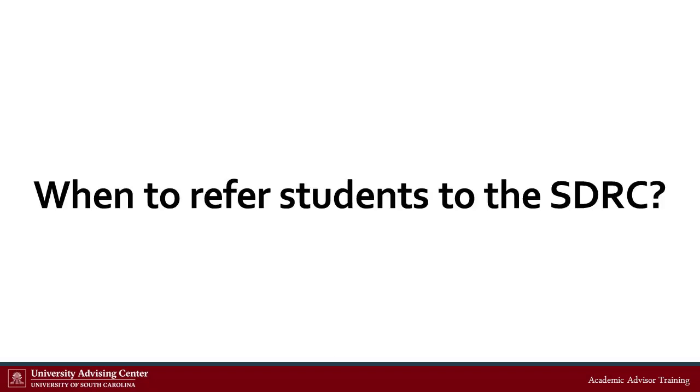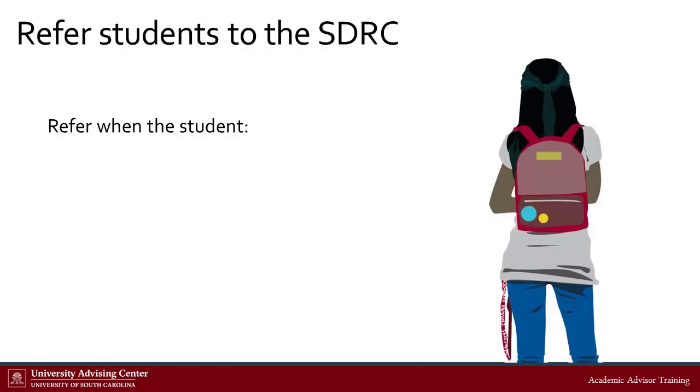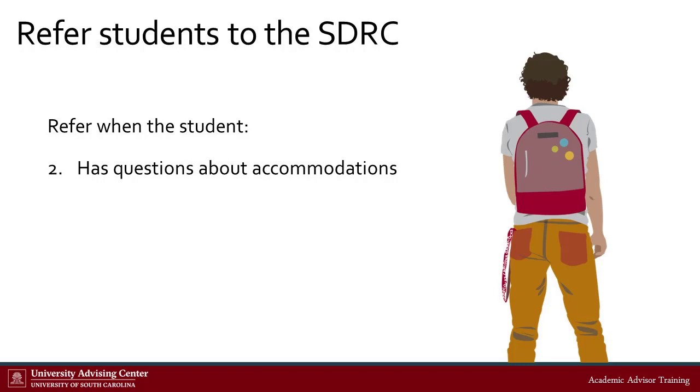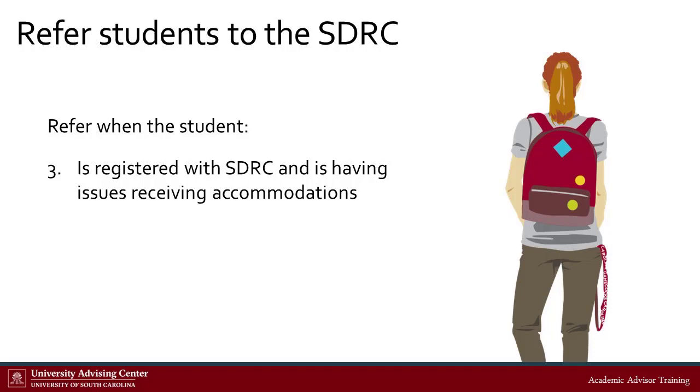When to refer students to the Student Disability Resource Center. Examples of when to refer a student to the SDRC include: 1. The student discloses a documented or perceived disability, or the student previously had accommodations, such as an IEP in high school. 2. The student has questions about accommodations that are offered by the SDRC. And 3. The student is registered with SDRC and is having issues with receiving approved accommodations.